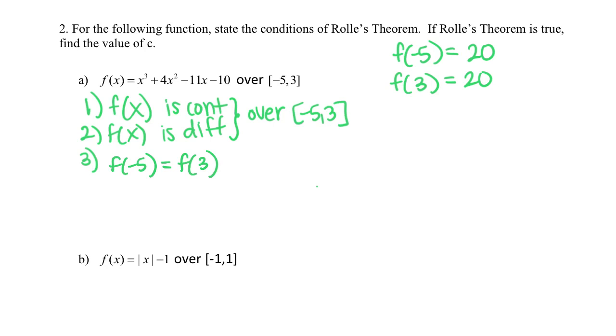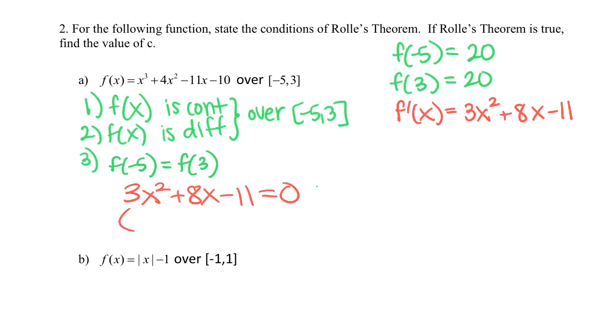So Rolle's theorem says that I can now set the derivative, and I should add that over here to my scratch work. What's my derivative? 3x squared plus 8x minus 11. So set the derivative equal to the slope of the secant line. Well, if I did the slope formula, 20 minus 20 would end up being 0. So really, I want to know where is the derivative equal to 0.